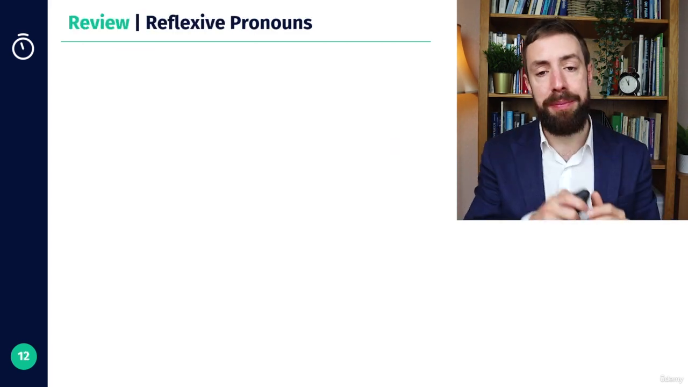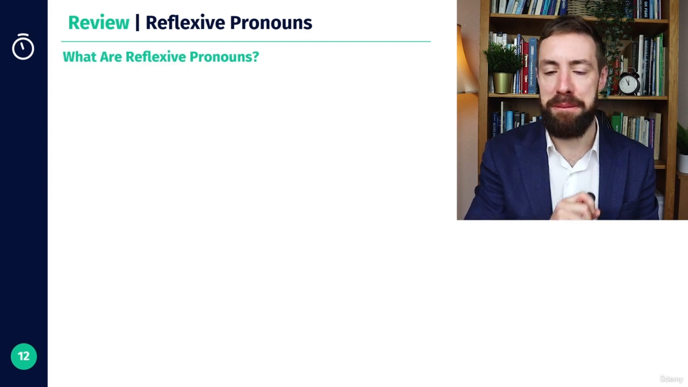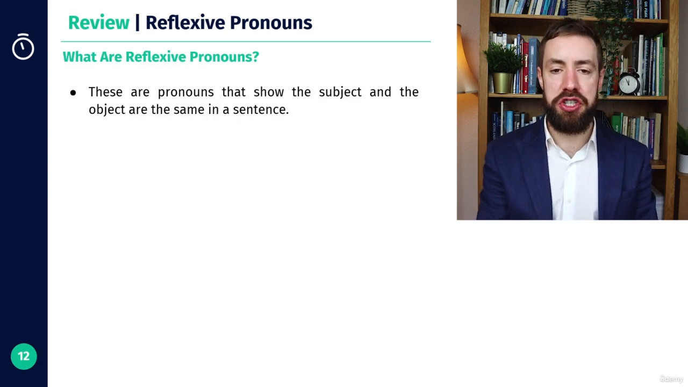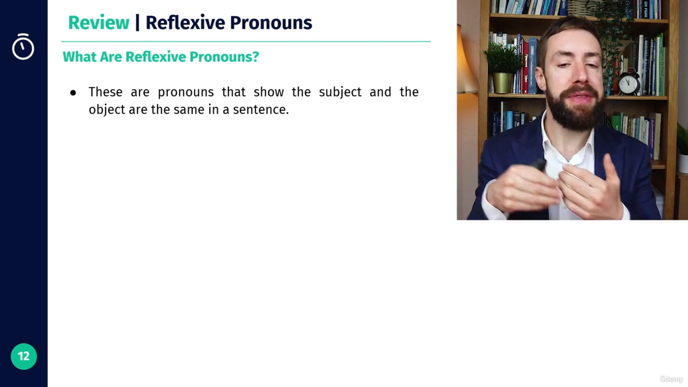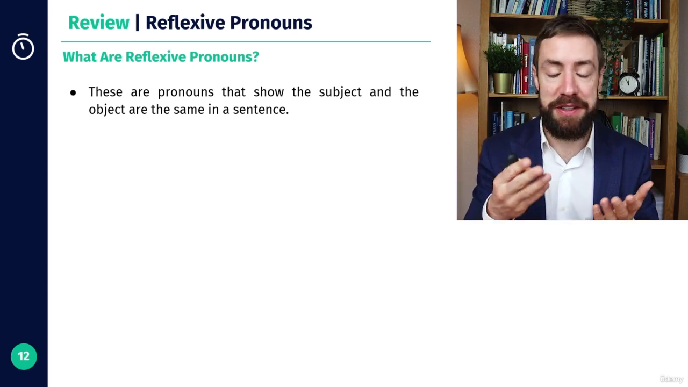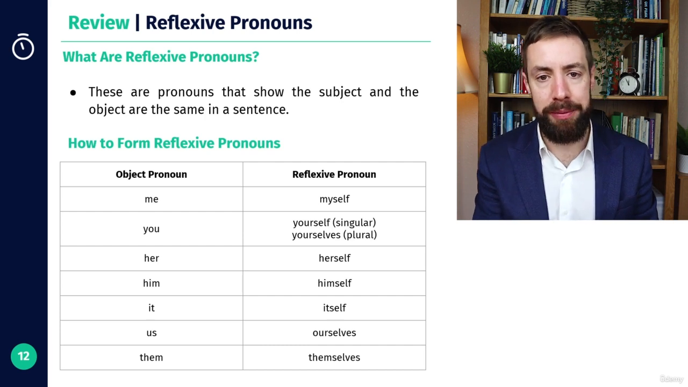And then the last type of pronoun that we need to talk about is a reflexive pronoun. So what are they? They are pronouns that show that in the sentence, the subject doing the action and the object receiving the action are the same. They're the same thing or the same person. So how do we form them?